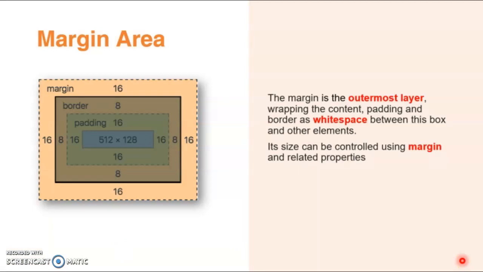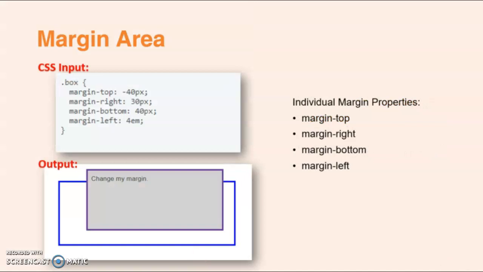Whether you are using the standard or alternative box model, the margin is always added after the size of the visible box has been calculated. We can control all margins of an element at once using the margin property, or each side individually using equivalent longhand properties: margin-top, margin-right, margin-bottom, and margin-left.